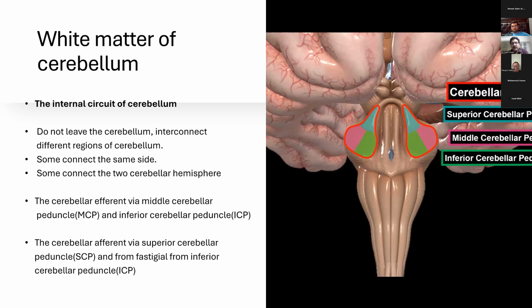The cerebellar efferent is via the middle cerebellar peduncle and inferior cerebellar peduncle. So efferent fibers are coming from the middle and inferior cerebellar peduncle, whereas the cerebellar afferent fibers are coming from the superior cerebellar peduncle and from fastigial nuclei from the inferior cerebellar peduncle.